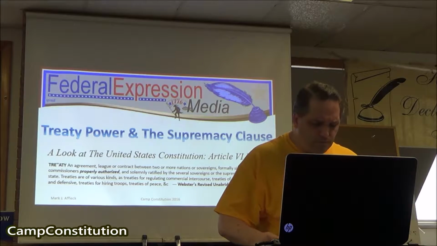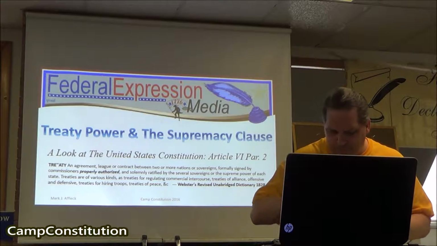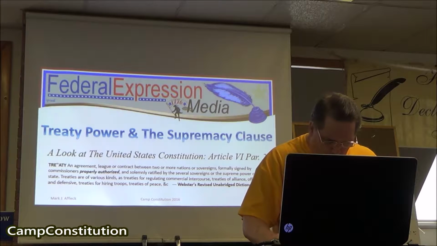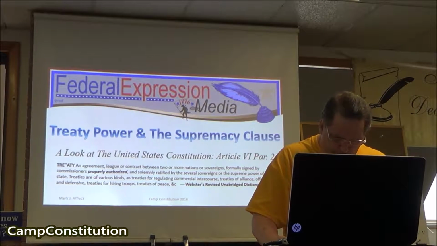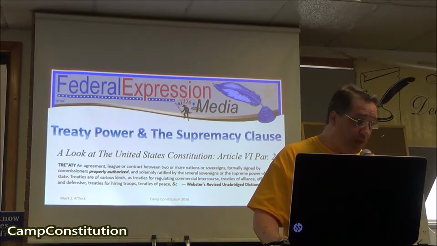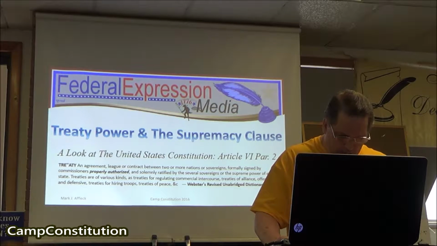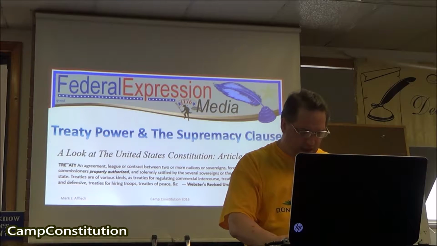Now, let me get my glasses on so I can see what I'm doing here. All right, so let's look at the delegation of treaty-making power. It's in Article 2, Section 2. You have your pocket constitutions, you'll find it there. It says, he, the President, shall have power by and with the advice and consent of the Senate to make treaties, provided 2/3 of the senators present concur.